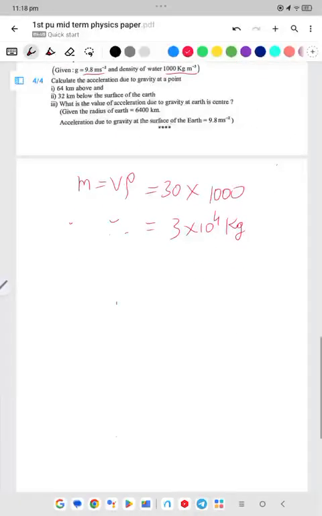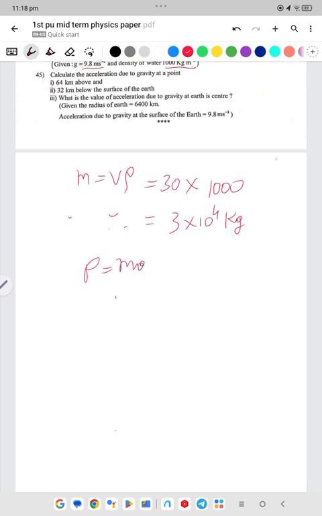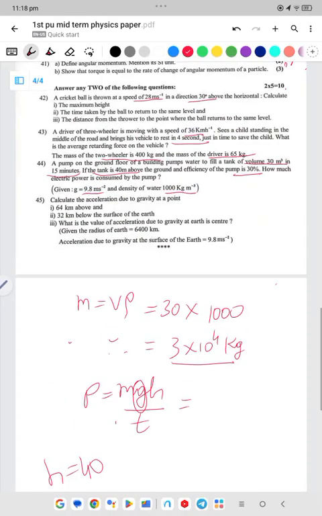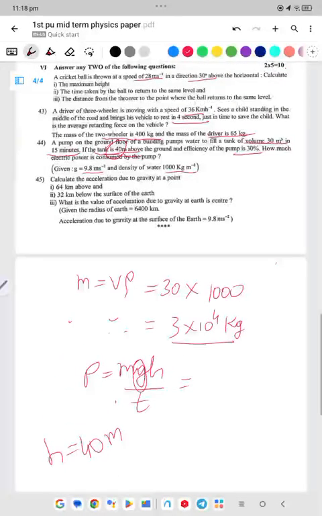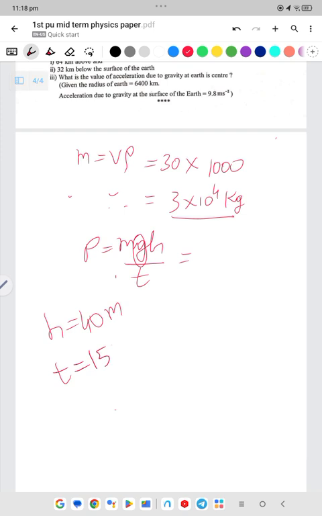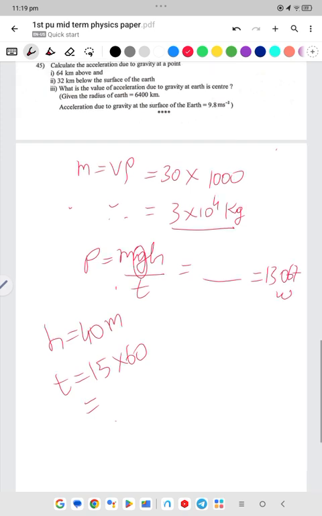Next, what you need to find out is the output power, that is P is equal to mgh by t. m I know the value, g I know the value, and h is the height, that is 40 meter above the ground. So h is equal to 40 meter, and time is given as 15 minutes. 15 minutes can be converted into seconds, that is t is equal to 15 into 60. Substituting and calculating, you will get around 13067 watt. So you get the output power.